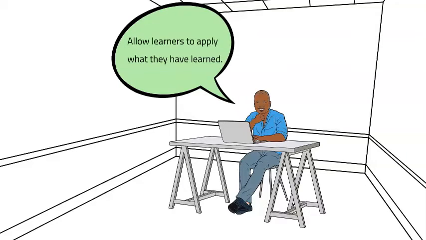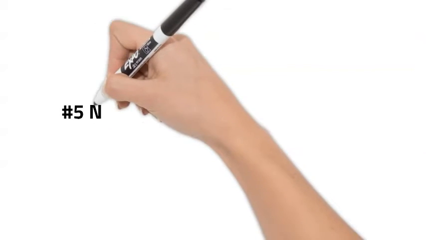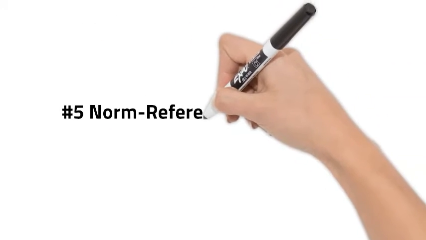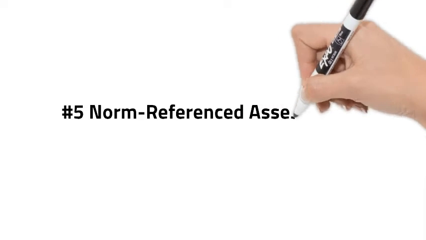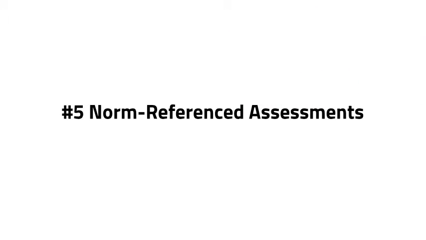Using this assessment can also be a disadvantage if the instructor is using this as an indicator of future performance for another group of learners. In addition to these 4 assessments, there are 4 more important assessments that can be used to provide information to instructors and learners. The 5th type of assessment we will share in this video is norm-referenced assessments. Norm-referenced assessments show where individual learners are in comparison to other learners.